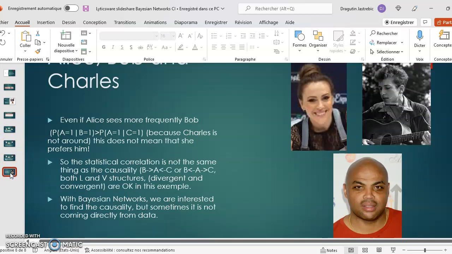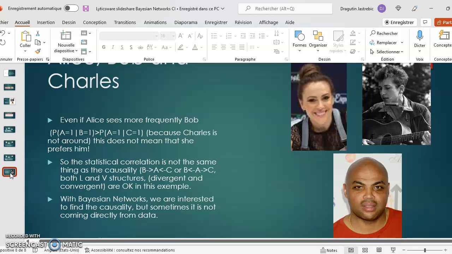So, there are several important things to remember from this short lesson. Even if Alice sees Bob more frequently, statistically the conditional probability of A conditional on B will be higher than the probability of A conditional on C. This is statistically, but just because Charles is not around. So even if Alice sees Bob more frequently, this does not mean that she prefers him. Okay, that's the first point.